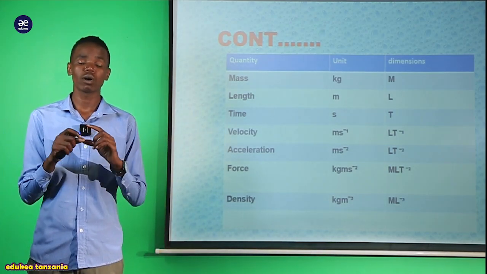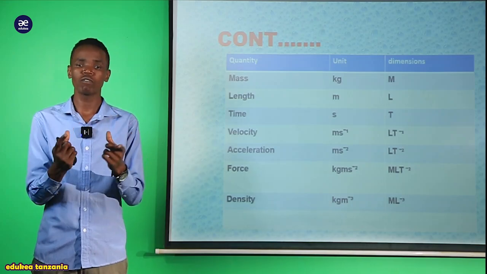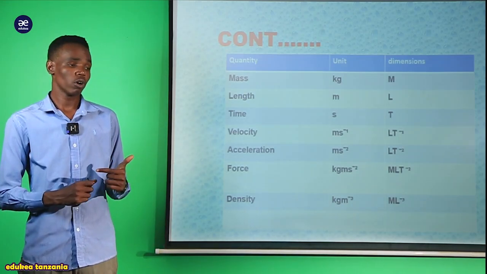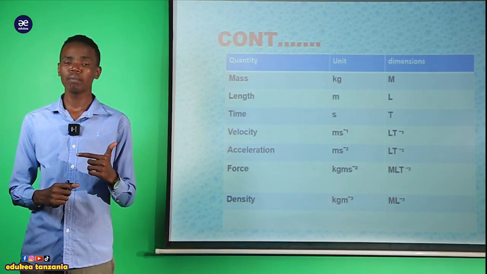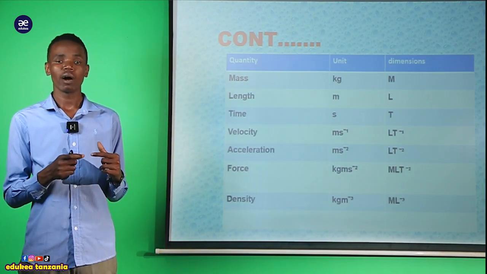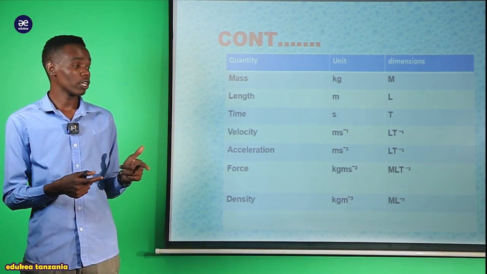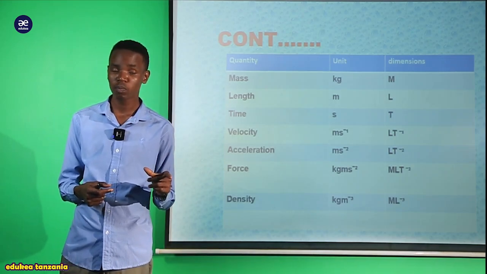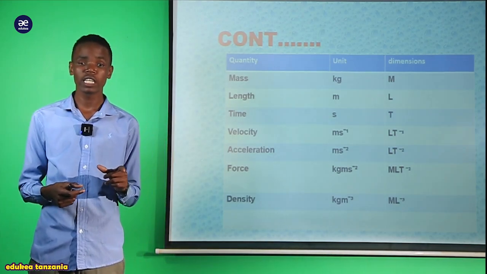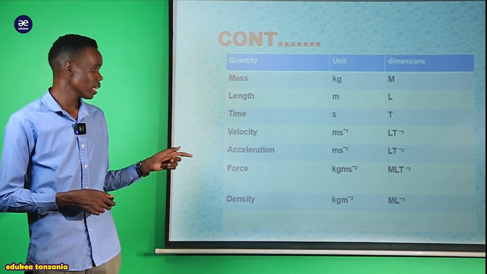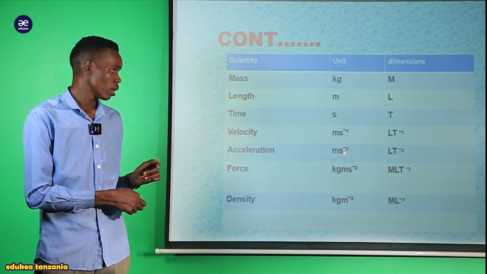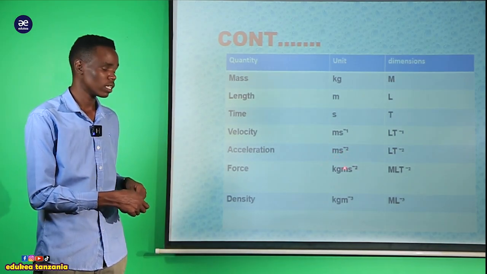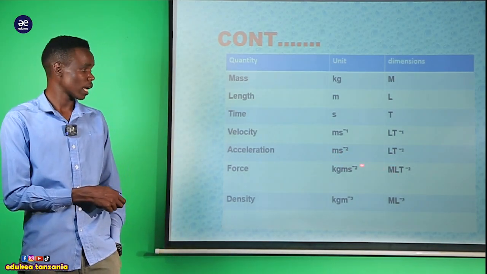Tulisema yenyewe inapatikana kwa kuchukua the change of the velocity per unit time. If we want to obtain the dimension of the acceleration, we are supposed to simplify the formula of getting the acceleration, and after there we will find the dimensions. Kwamba ukiangalia mle ndani ya acceleration we have the length per unit second per unit time square.